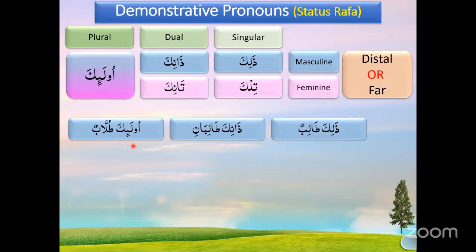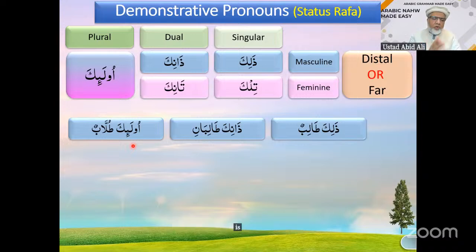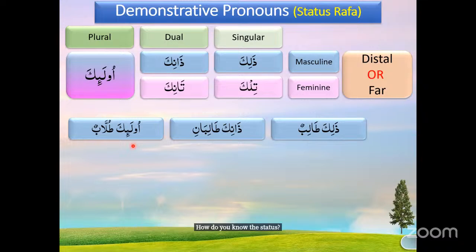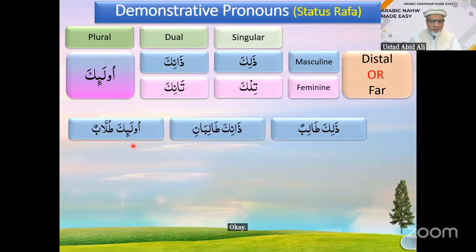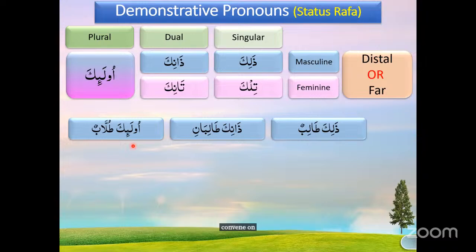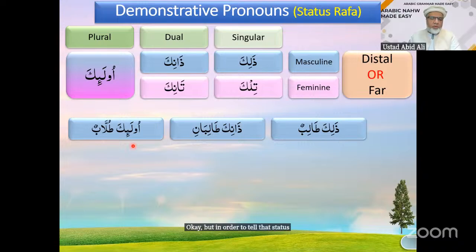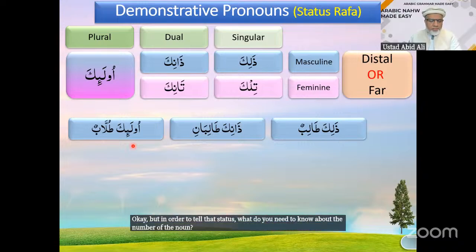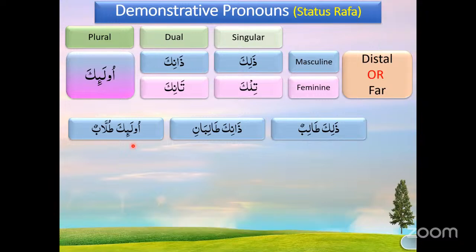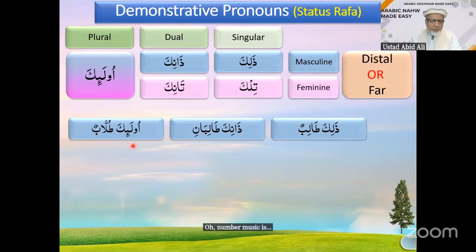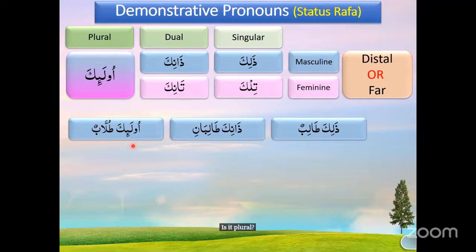Because of the condition for jumla ismiya. No, we know that. But how do you know that the word tulabun is rafa? How do you know the status? The last is tanween, two dhamma. But in order to tell that status, what do you need to know about the number of the noun? It is plural.